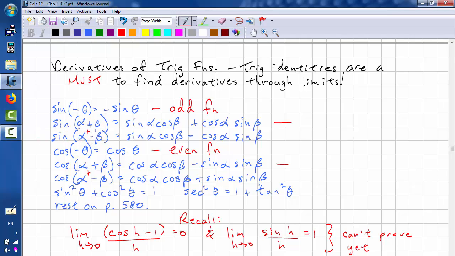So sine of alpha plus beta is sine alpha times cos beta plus cos alpha sine beta. Sine is easy to remember because this is positive and this is positive. Cosine is a little bit harder to remember because this is positive and this is negative. Sine uses sine and cos. Cos uses cos cos and sine sine.